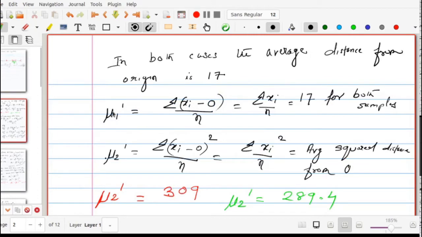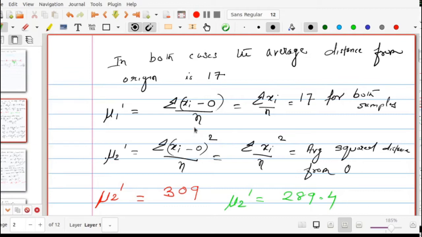So when we say moment about the origin, the standard syntax is we put an apostrophe, or we call it dash. So mu1, let us say we call it dash or apostrophe, or whatever you think appropriate to reference it. I will reference this as dash. So this is not a complement, this is a syntax. So mu1 dash equals the summation of xi minus 0 by n, which is the summation of xi by n, 17, which we saw. And for mu2 dash, the second order moment about the origin, it is the square of the deviation.